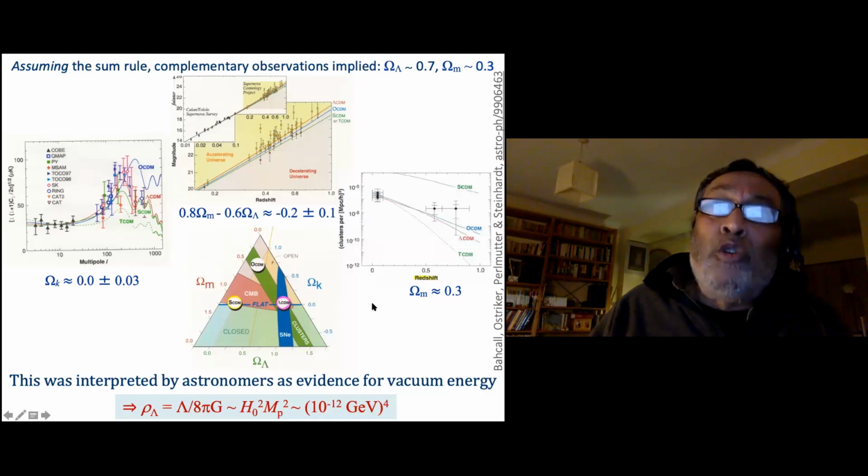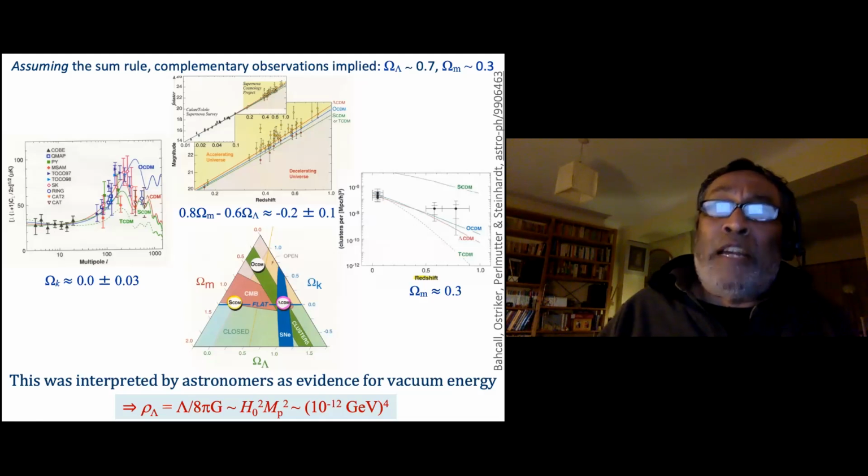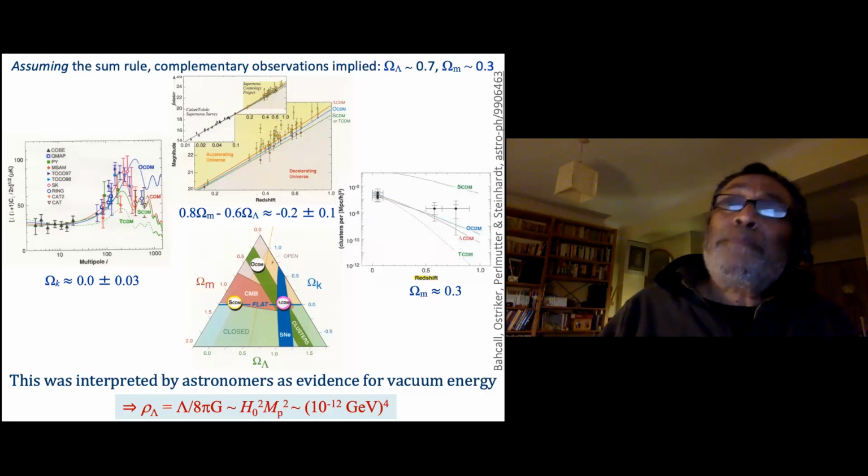That 0.3 matter includes a small component. About one-sixth of that is the matter that we know and love. The rest is dark matter.